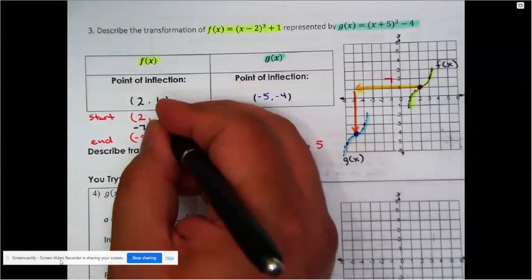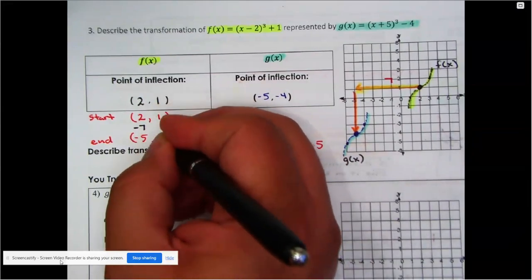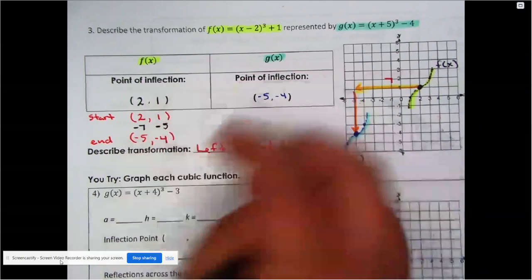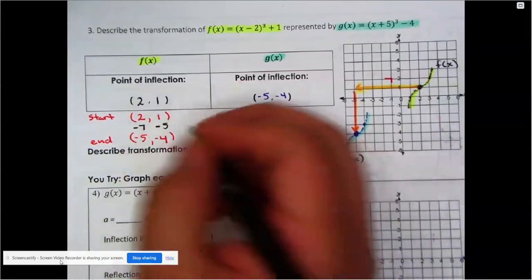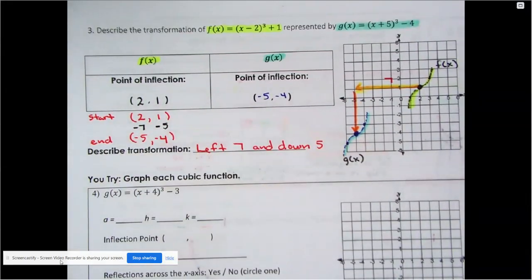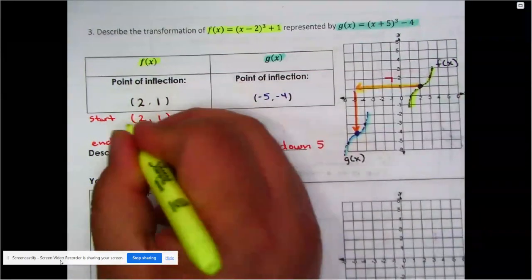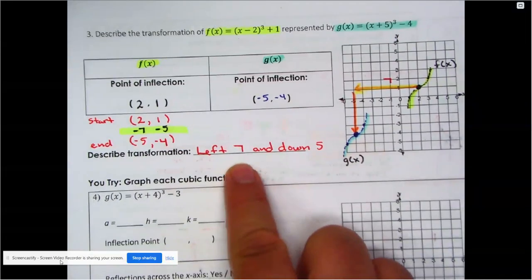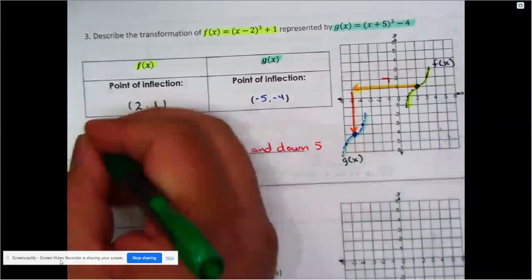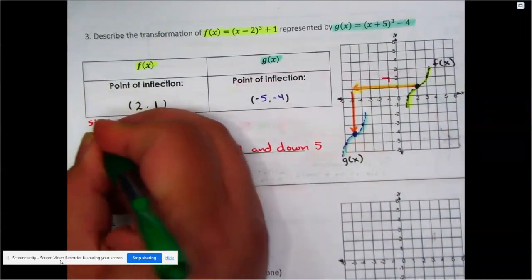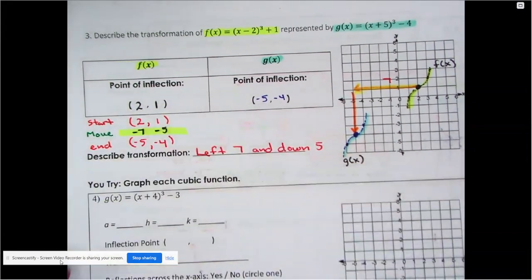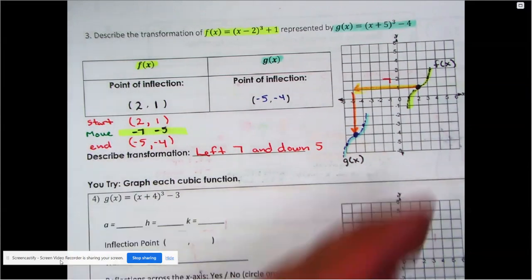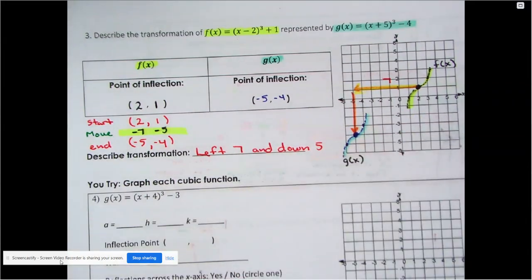How do I go from a 1 to a -4? Well, if they're getting smaller, I'm subtracting. And chances are, there it is. 1 minus 5 would be a -4. These are the moves right here. These are the moves that have to take place. Left 7, down 5, for me to get from one point to the other. So you could do it with a little bit of arithmetic, trying to figure it out, or graph it. So you have two options to do that.